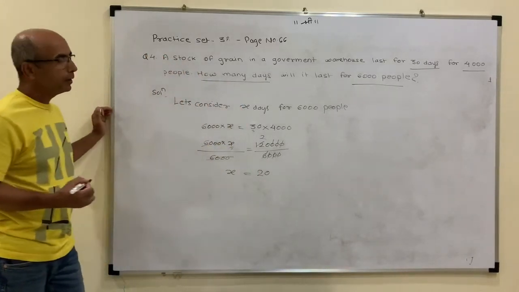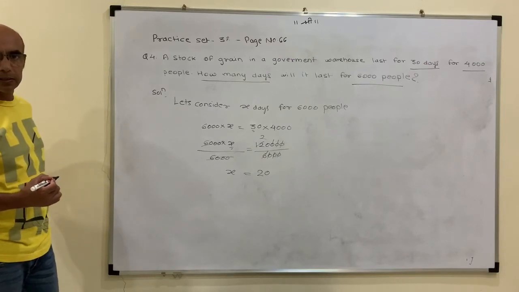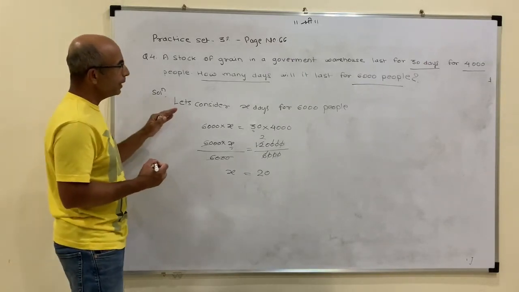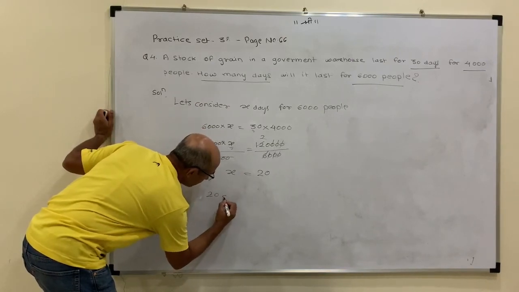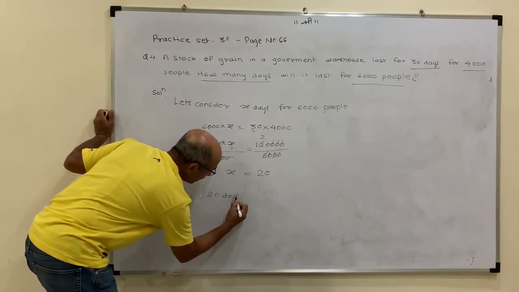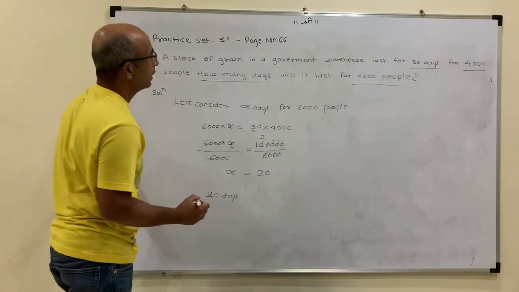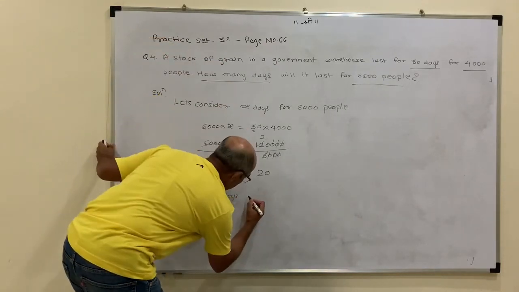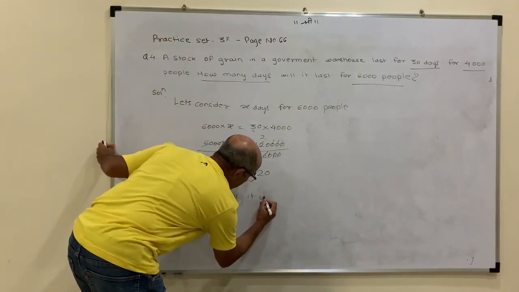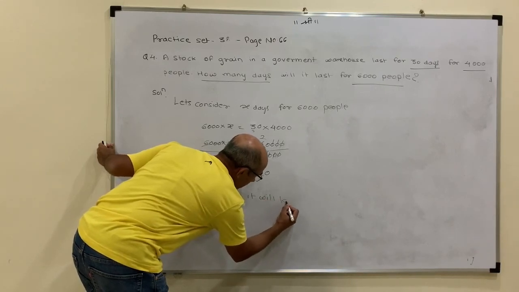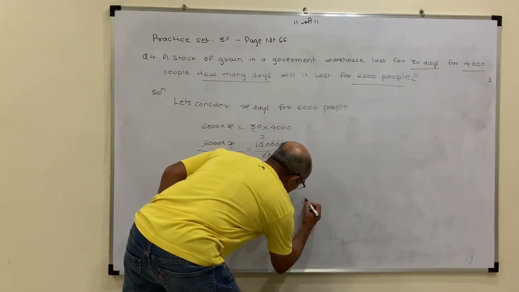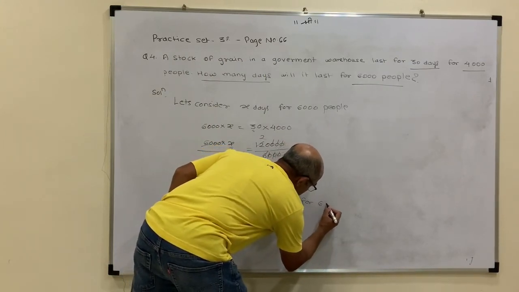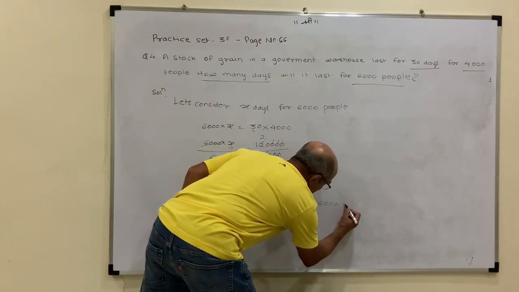So 20 days. Now I write this answer in a word format. How many days? 20 days. It will last 20 days for 6,000 people.